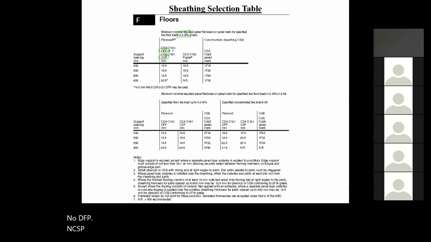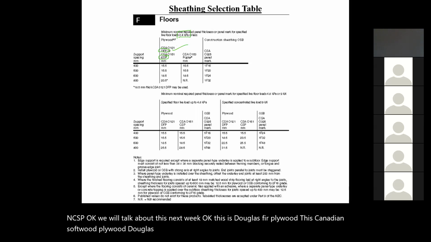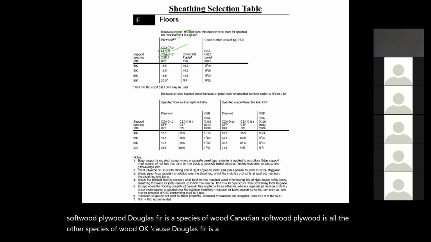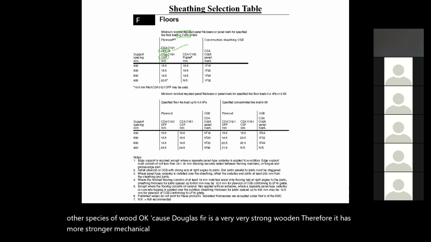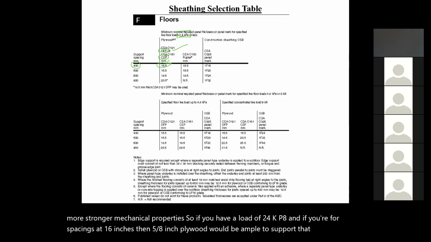We will talk about this next week, okay? This is Douglas fir plywood, this is Canadian softwood plywood. Douglas fir is a species of wood, Canadian softwood plywood is all the other species of wood, okay? Because Douglas fir is a very, very strong wood and therefore it has stronger mechanical properties. So if you have a load of 2.4 kPa and if your floor spacing is at 16 inches, then a 5/8 inch plywood would be ample to support that load. And that's how simple it is, okay?